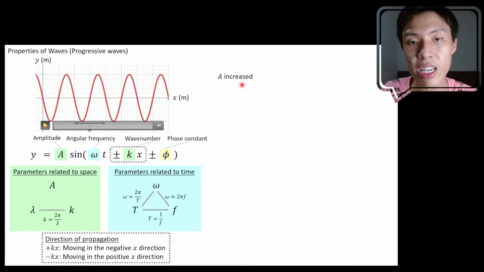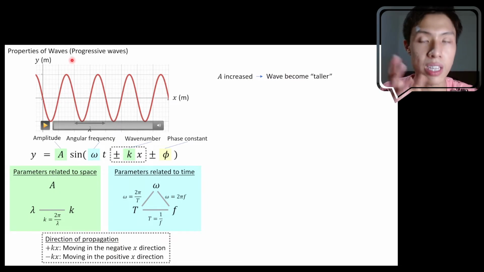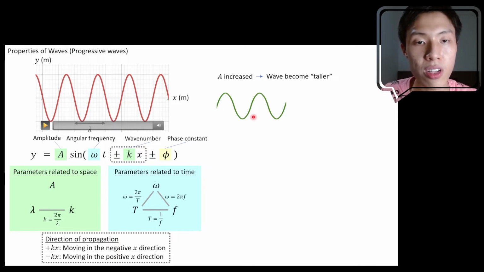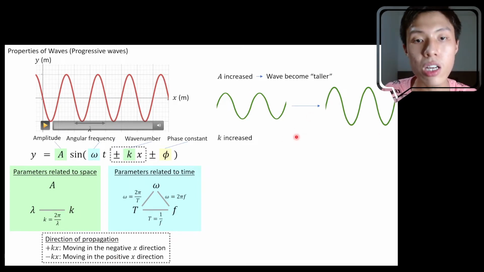First thing is, if we manipulate A, let's say we increase the amplitude, what will happen is the wave will become taller because you have greater amplitude. That means you have a greater amount of displacement that you can achieve. So if a wave initially looks like this, if you increase the amplitude, then you get a taller wave like this.